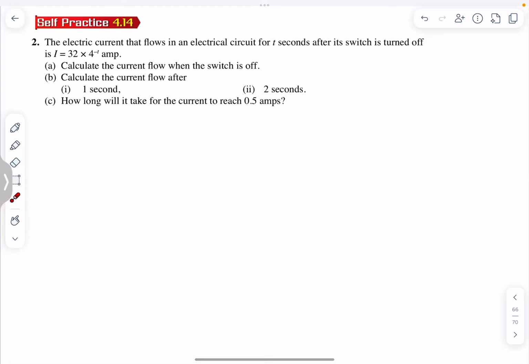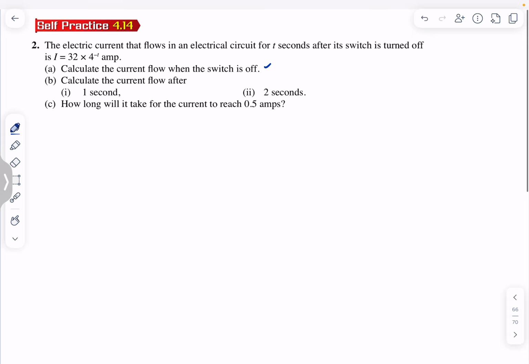Self-practice 4.14, question 2. Electric current that flows in an electric circuit for t seconds after its switch is turned on is this much. So this much of current is flowing in the circuit t seconds after its switch is turned off. Calculate the current flow when the switch is off. Okay. So right when it's off, that means t is 0. 0 seconds after it's off, right when it's off now.